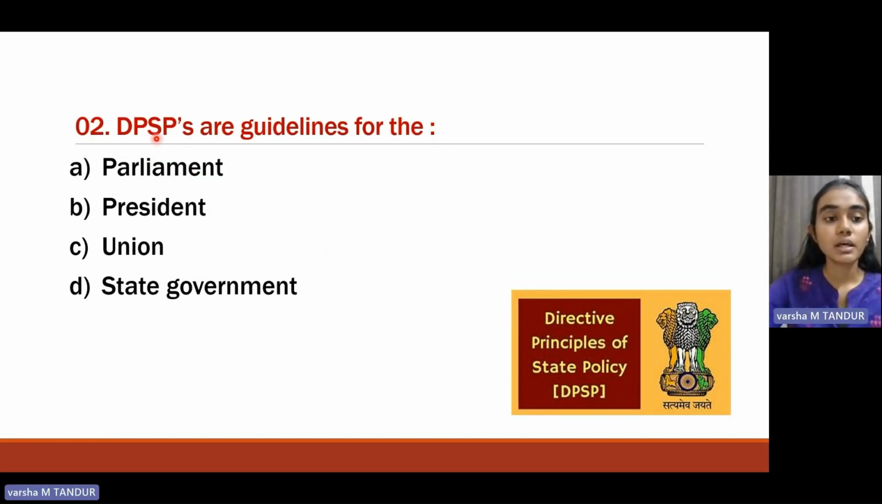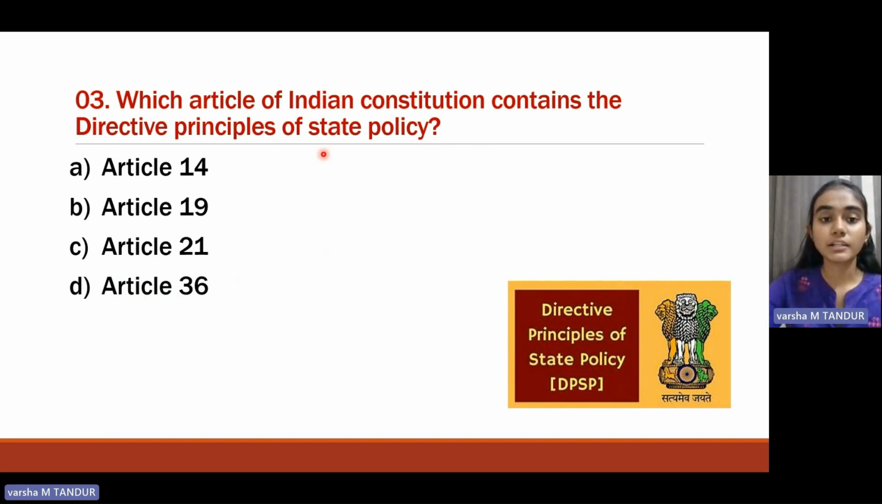The second question: directive principles of state policies are guidelines for the Parliament, President, Union or state government. It is for the state government only. Which article of the Indian Constitution contains the directive principles of state policy? Option A, Article 14, Option B, Article 19, Option C, Article 21, and Option D, Article 36. So it is Article 36. In Article 36, there is a description of the directive principles of state policies stated in the Indian Constitution.